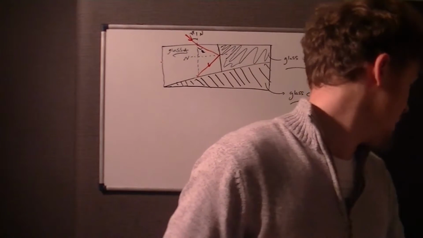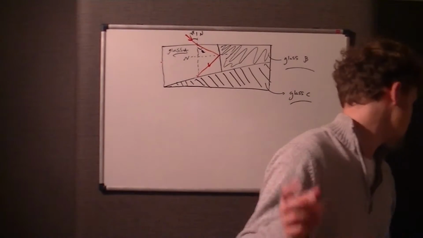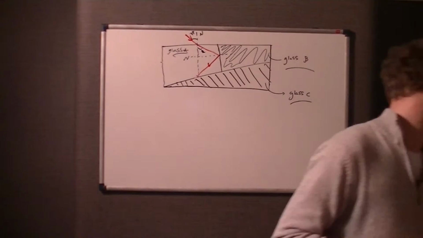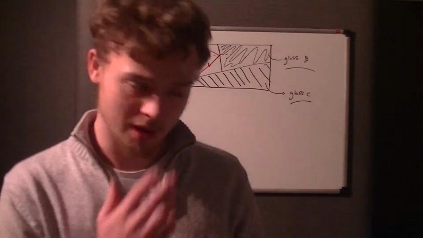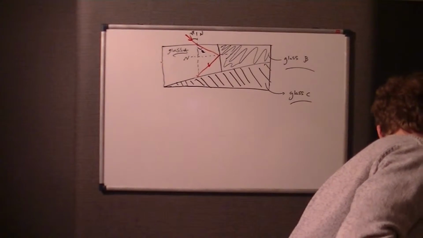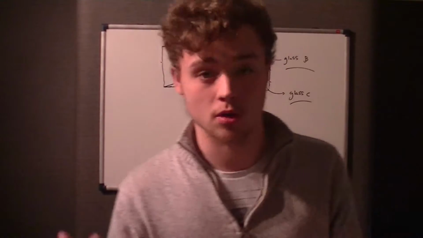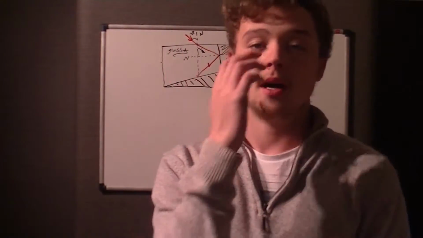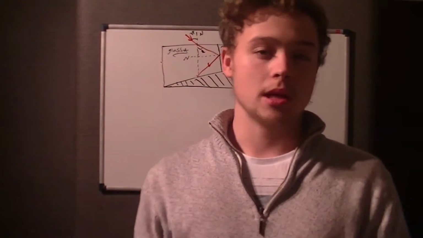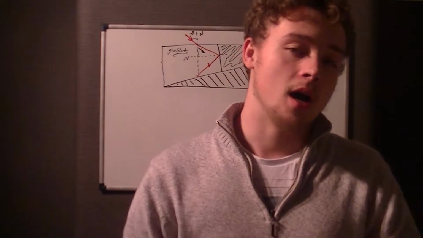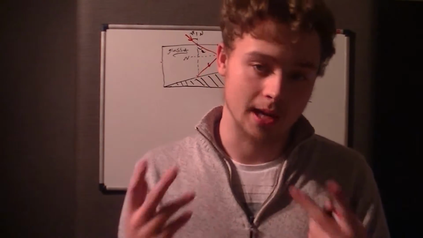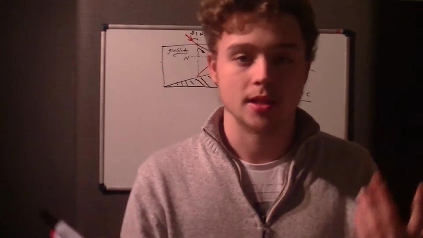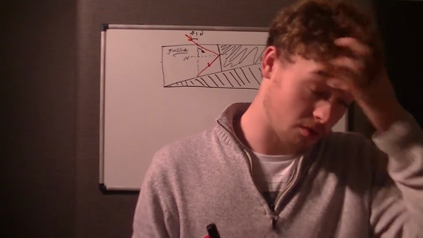So 5A says state the two conditions necessary for a light ray to undergo total internal reflection at the boundary between two transparent substances. It's just a knowledge question. The first one: the angle of incidence has to be larger than the angle of refraction, otherwise it doesn't undergo total internal reflection.